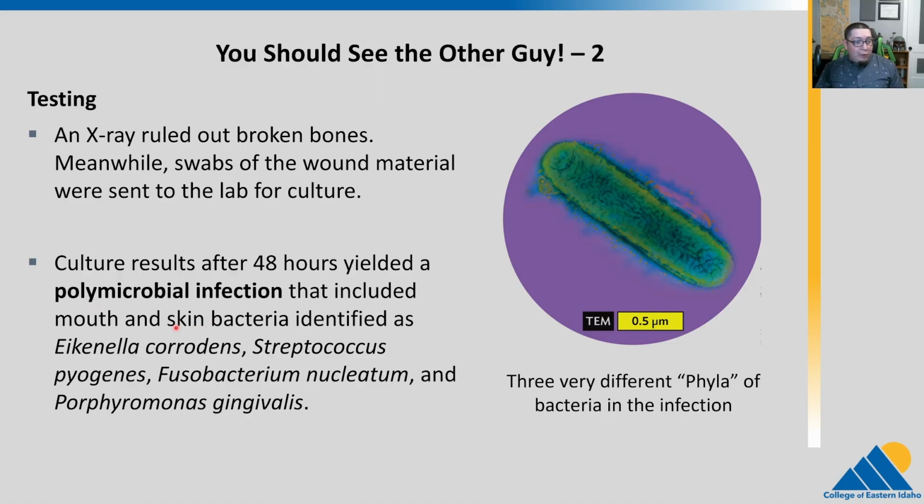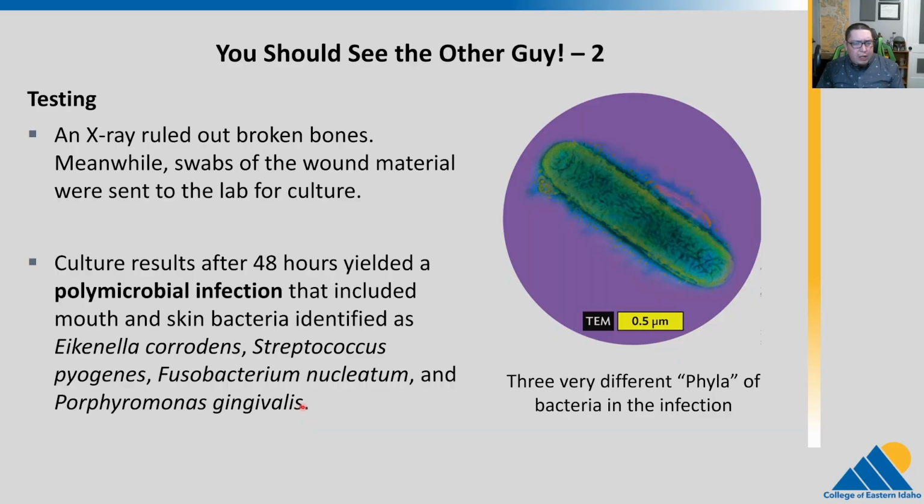Polymicrobial means many different microbes, so there's a lot of different microbes in there. This includes mouth bacteria. So he did punch someone in the mouth, and some of the mouth bacteria got deposited in his wound, and skin bacteria. So the bacteria that were on his hand got shoved under the skin. And so we have Eikenella corrodens, Streptococcus pyogenes, Fusobacterium nucleatum, and Porphyromonas gingivalis there, a mouth bacteria.